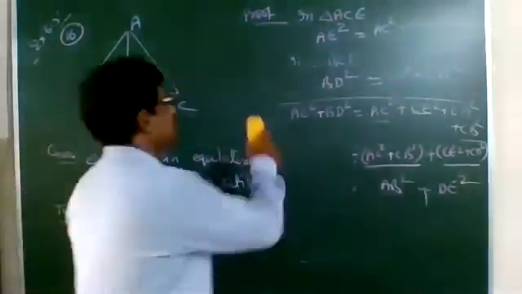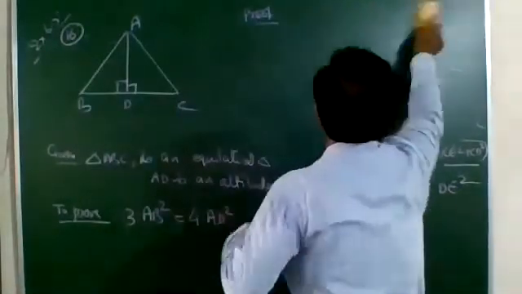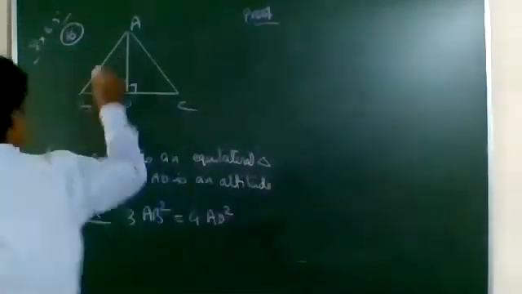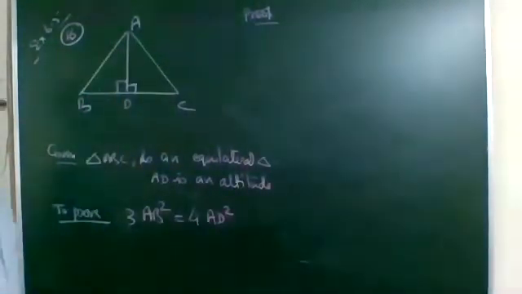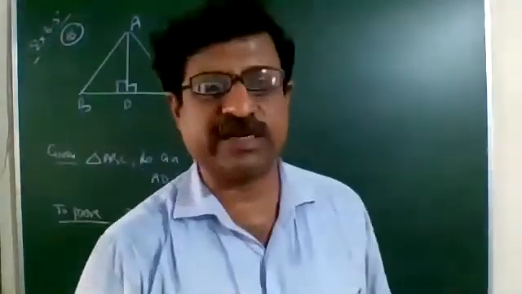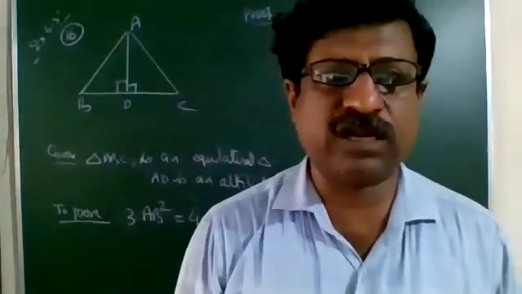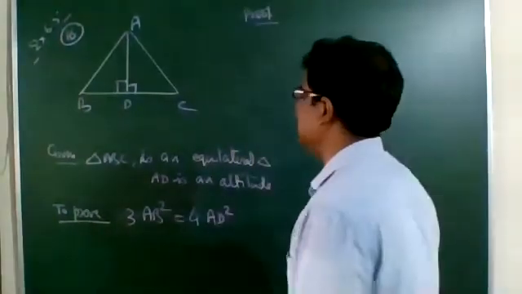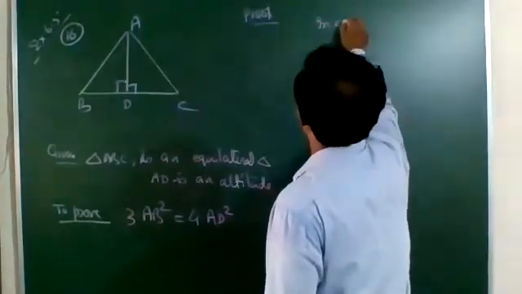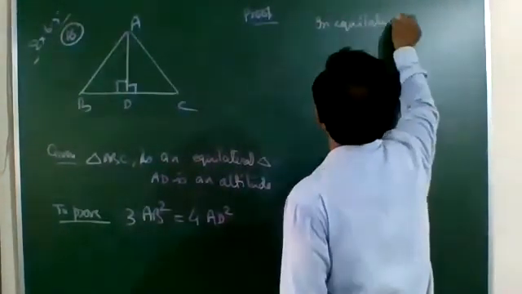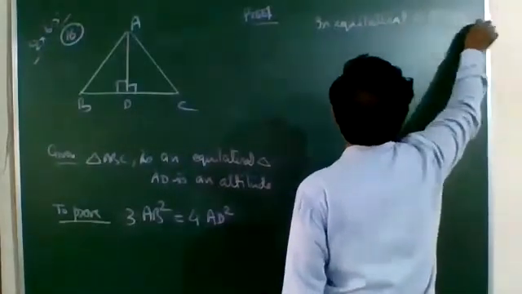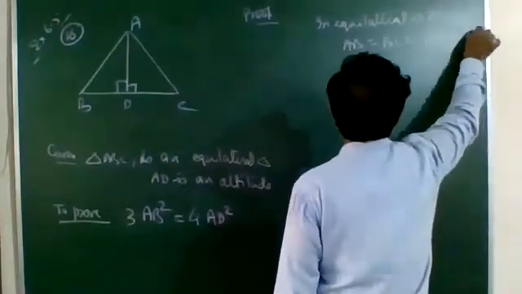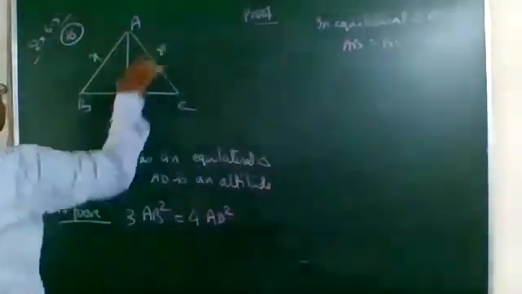Now we observe that in triangle ABD we use Pythagoras. We know that ABC is an equilateral triangle, and in an equilateral triangle all the sides are equal. Suppose we consider each of the sides as x. In equilateral triangle ABC, AB equals BC equals AC, all considered as x. This x, this x, this x.